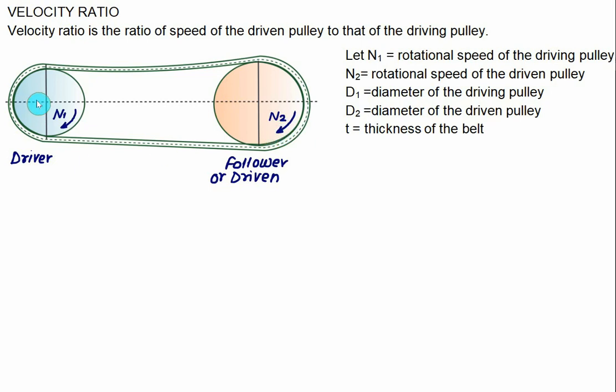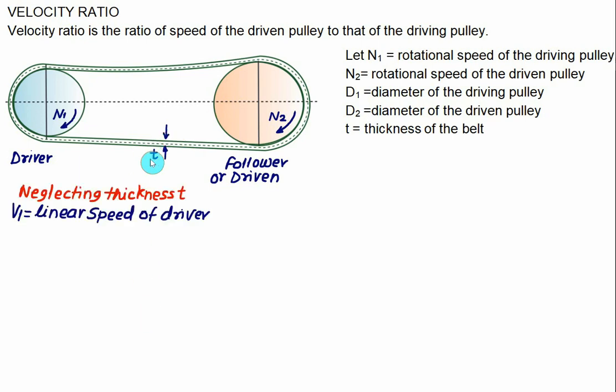Let here D1 represent the diameter of the driving pulley and D2 represents the diameter of a driven pulley, and T represents here the thickness. So this one is representing the thickness of the belt T. If we assume that the thickness of the belt is very small, we can neglect the thickness T.